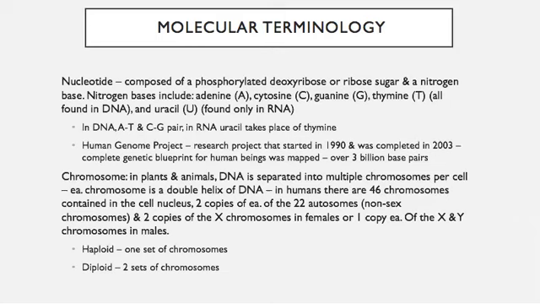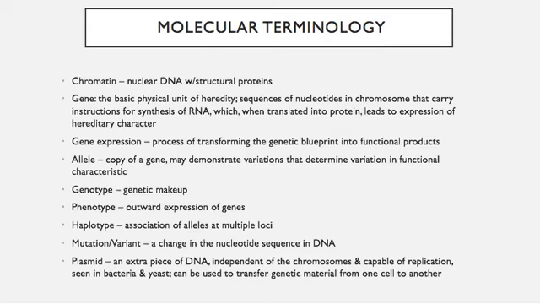So in humans, there are 46 chromosomes contained in the cell nucleus, 2 copies of each of the 22 autosomes, which are your non-sex chromosomes, and then 2 copies of the X chromosome in females, or 1 copy each of the X and Y chromosomes in males. And then a haploid is 1 set of chromosomes. Diploid is 2 sets.